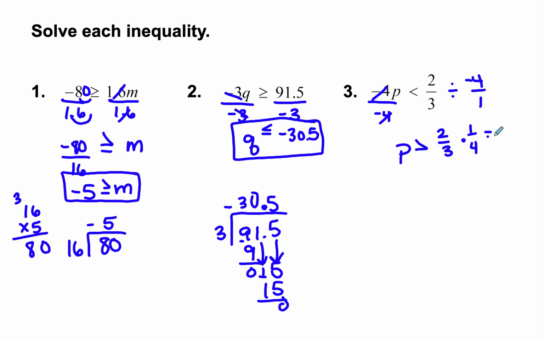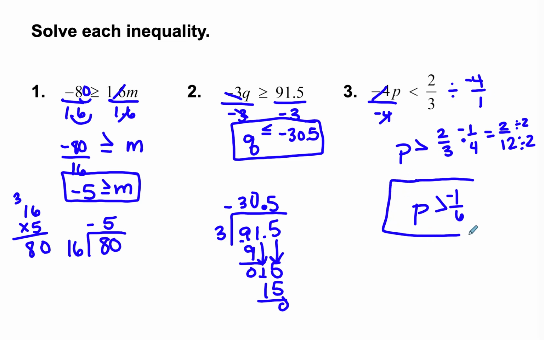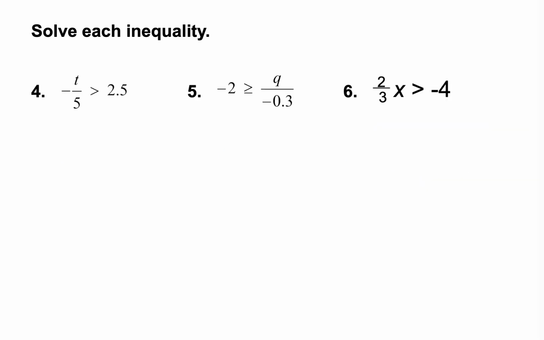All right, let's see. I'll just multiply straight across. 2 times 1 is 2. 3 times 4 is 12. And then to simplify that, I could divide both my numerator and my denominator by 2 to give me the answer p is greater than 1/6. Oh, negative. This is a negative. Oh, I almost forgot that. Negative 1/6. Different signs. Answer is negative. And that's why it's always a good idea to go back and check your work. Easy to make mistakes.